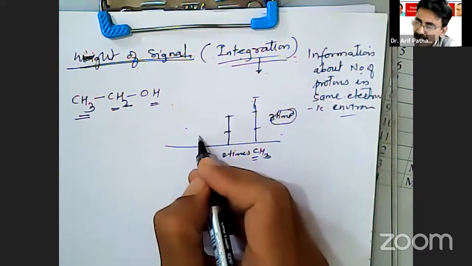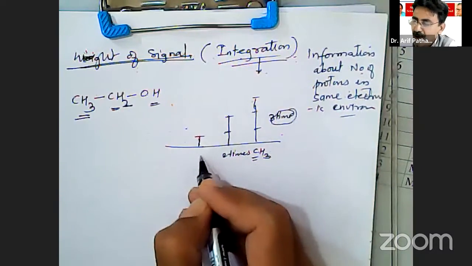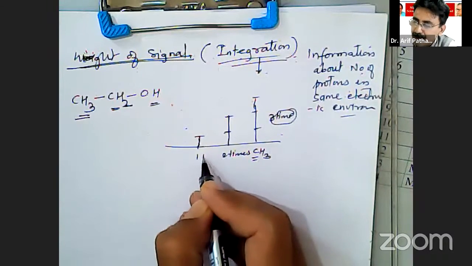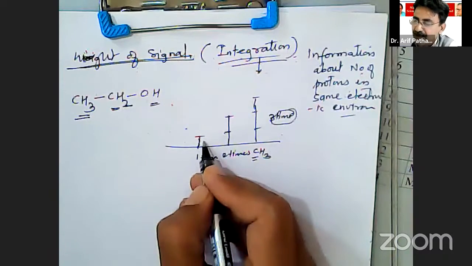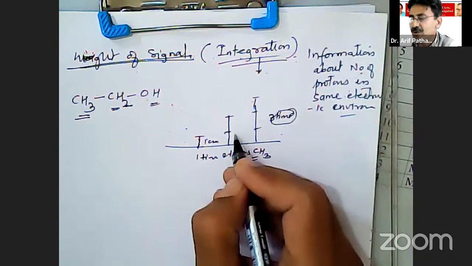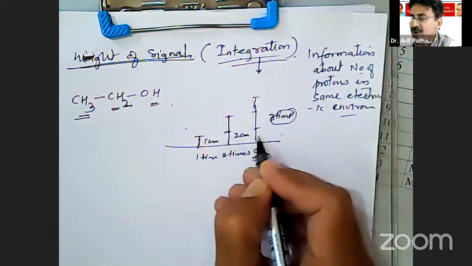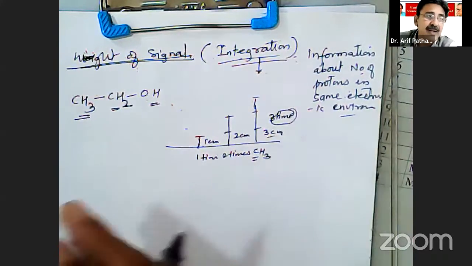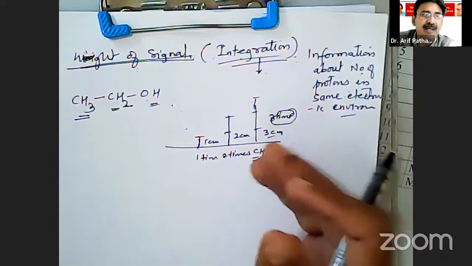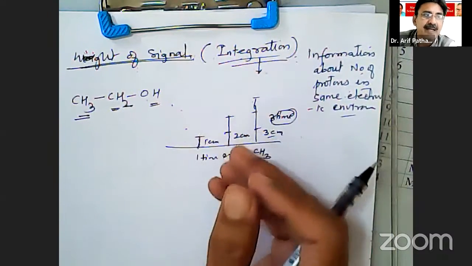And for OH protons, the height will be one times. Suppose for the OH proton the height is 1 centimeter, then for CH2 it will be 2 centimeters, and for CH3 it will be 3 centimeters. Means the height will be increasing correspondingly depending upon the number of identical protons.